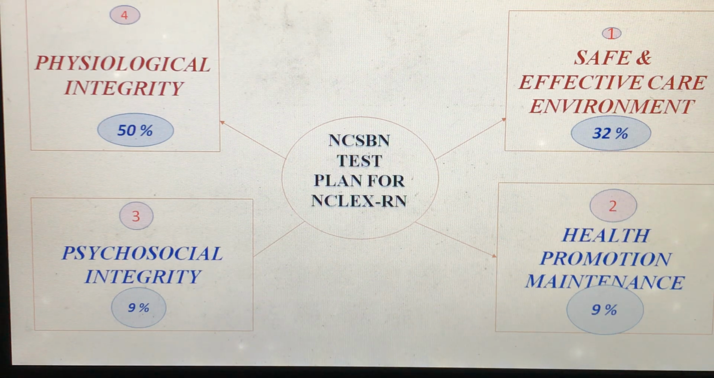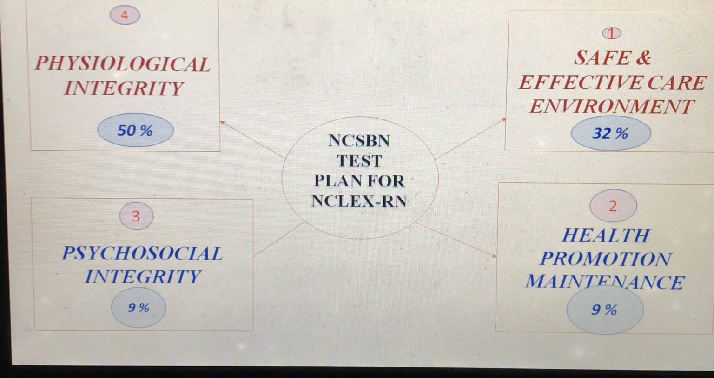The first one is safe and effective care environment, which carries around 32% of questions. The second main category is health promotion and maintenance, which carries 9% of questions. When I say these percentages, we should always think that there might be a plus or minus 3%, because one student might get around 29% of questions from safe and effective care environment, but another student may get around 33 or 34%. So around plus or minus 3% variation will be in all categories.